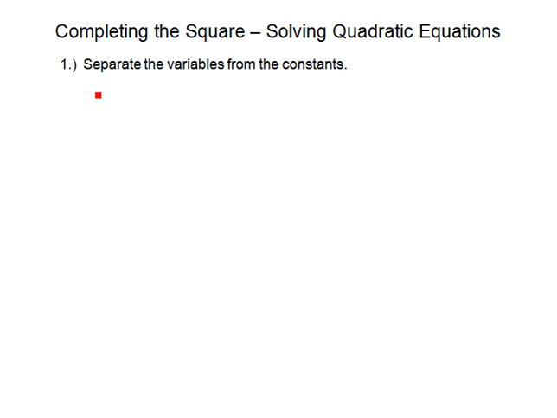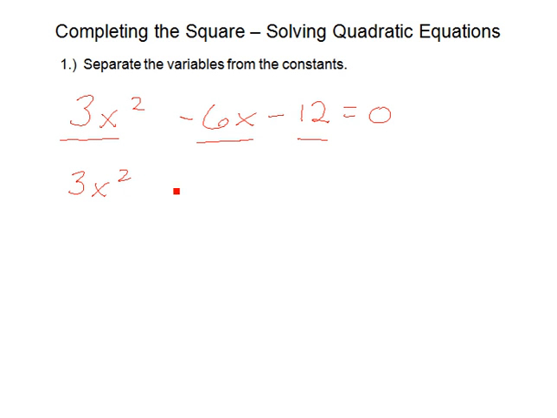The first of those things is we have to separate the variables from the constants. For example, if I have the equation 3x squared minus 6x minus 12 equals 0, this term has a variable in it, this term has a variable in it, this term is a constant. I need to separate them. So I'm going to move the constant over to the other side of the equation by adding 12 to both sides, and I'm going to get 3x squared minus 6x equals 12.